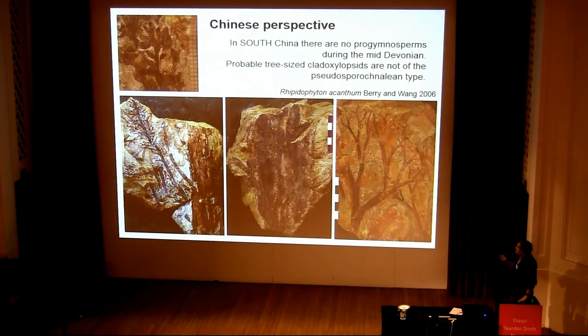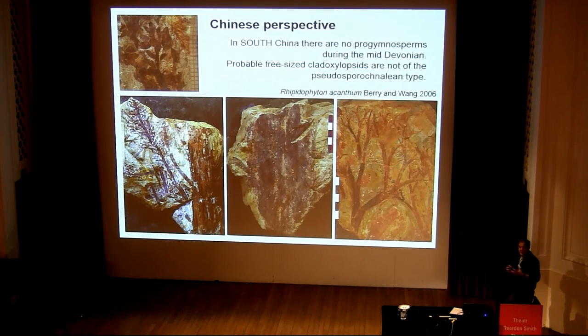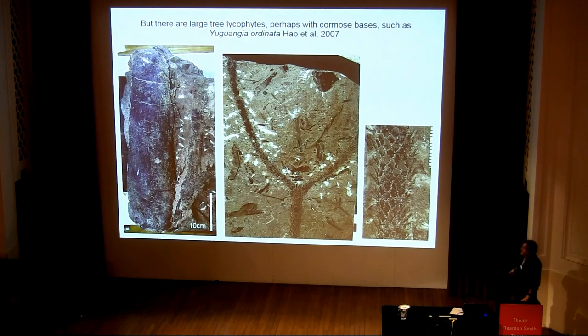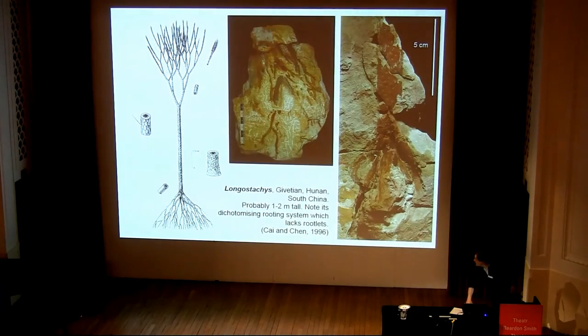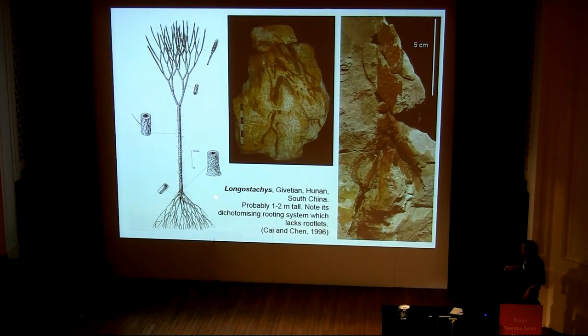I just want to show you three slides to show a Chinese perspective. In South China, we don't have progymnosperms, a really important group, so it's completely missing. There are probable tree-sized cladoxylopsids there, but they're not of the pseudosporochnalean type. They more represent some of the other oddball ones that we found in that diverse Lindlar assemblage, which is quite interesting. There are big tree lycopods. Perhaps they have cormose bases, such as this one, which I'm not even sure I can pronounce. But there are also lycopods which don't have lots of little roots coming out of them. They actually have a big downwards branching rooting system, which is completely unusual for this age, and it doesn't have little rootlets coming off it. So it's a completely unique lycopod rooting system here, which is maybe something to do with an ancestral isoetalean form.